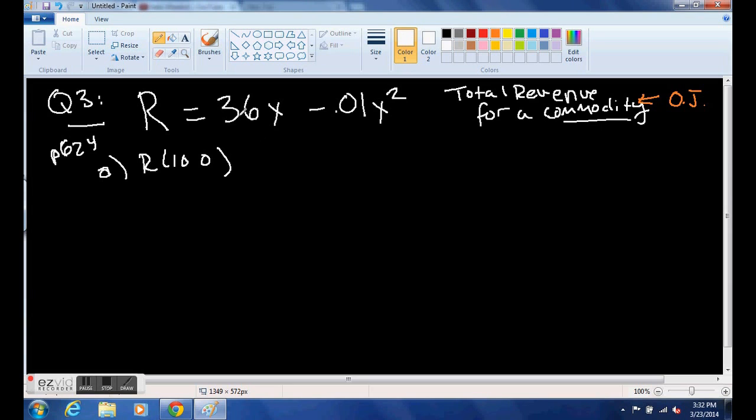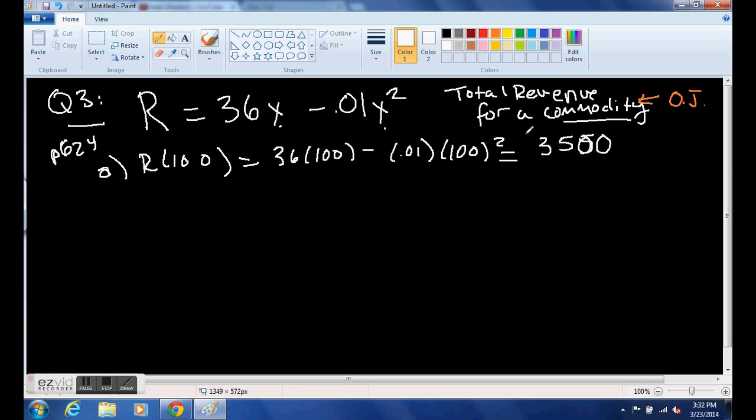To find R of 100, you basically just plug 100 into the function. So that's 36 times 100 minus 0.01 times 100 squared. This is a bit of a review from Math 116 or whatever algebra class you took. So that equals 3,500. And what does this represent? That says the total revenue, how much money you would bring in if you made 100 units.